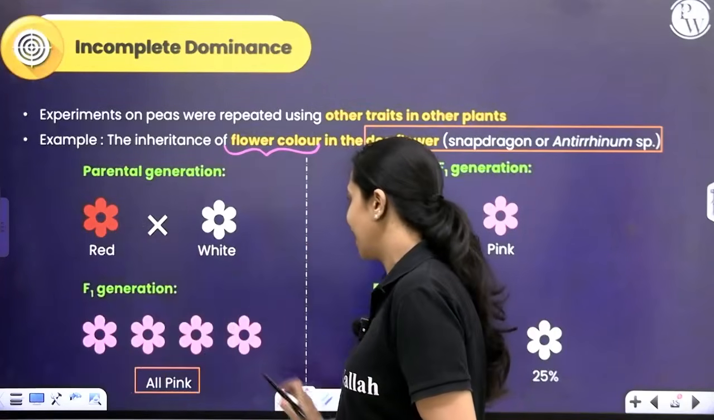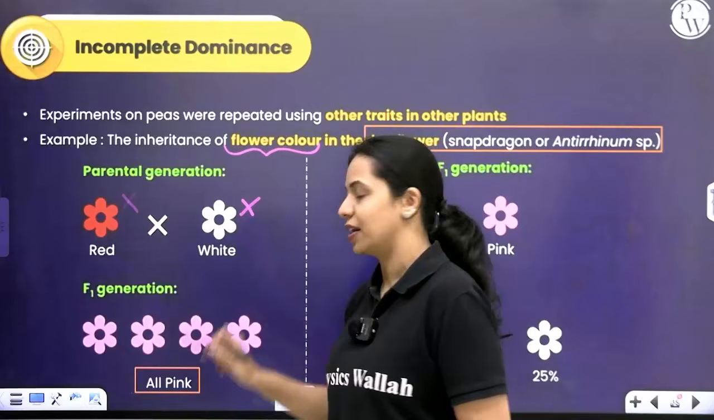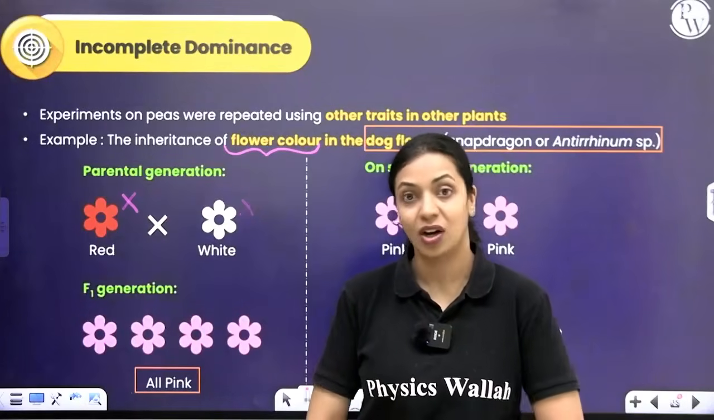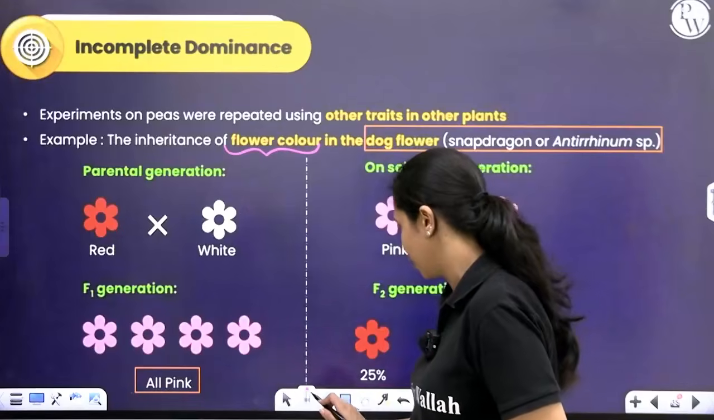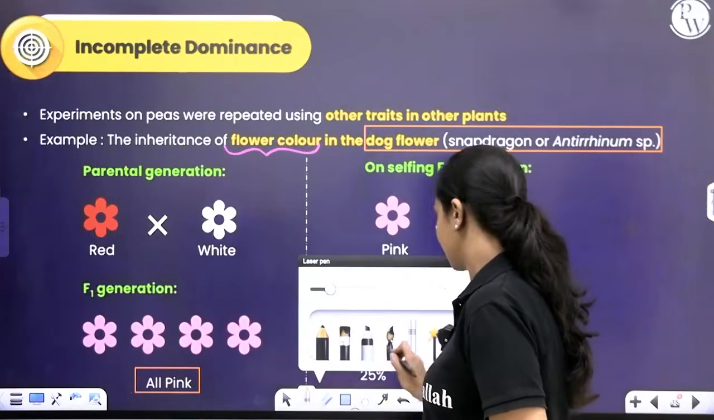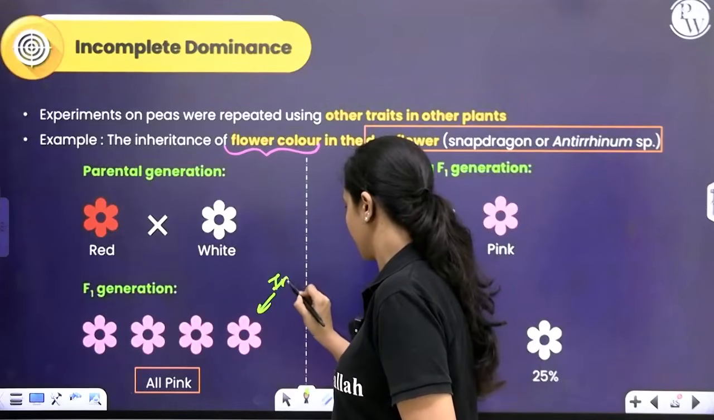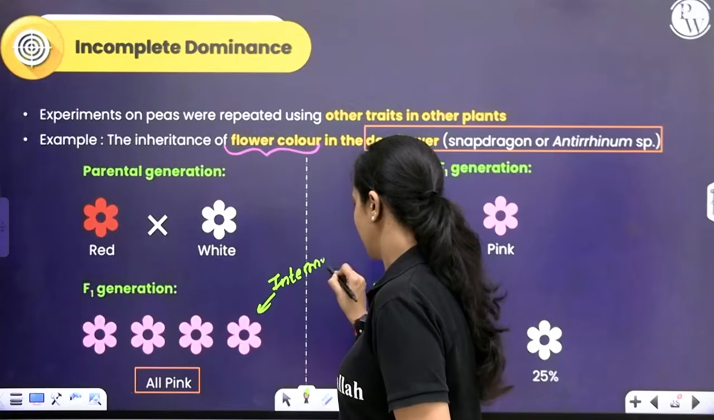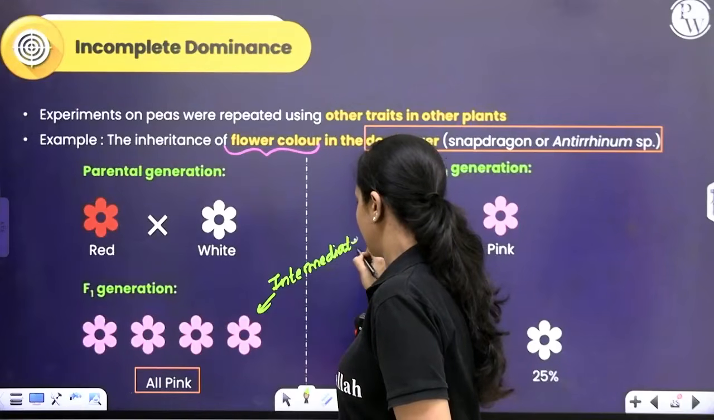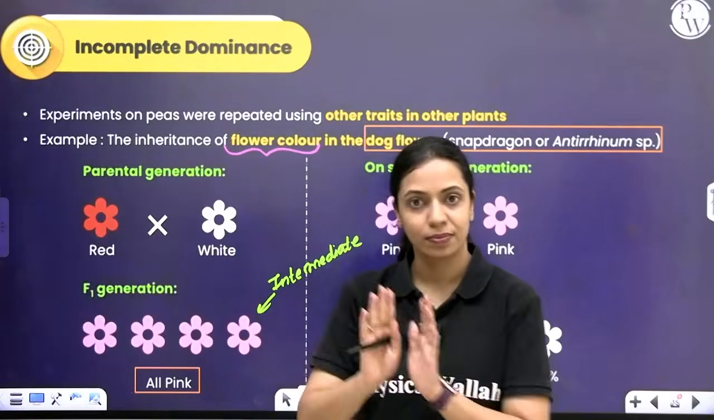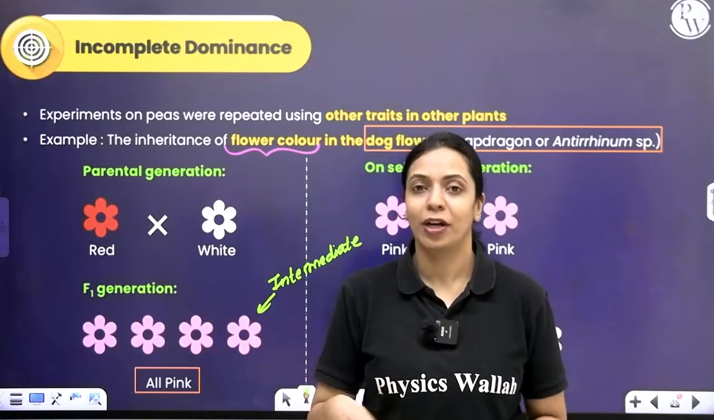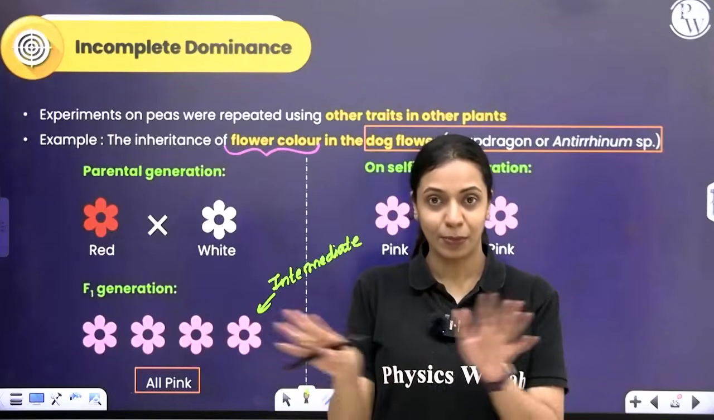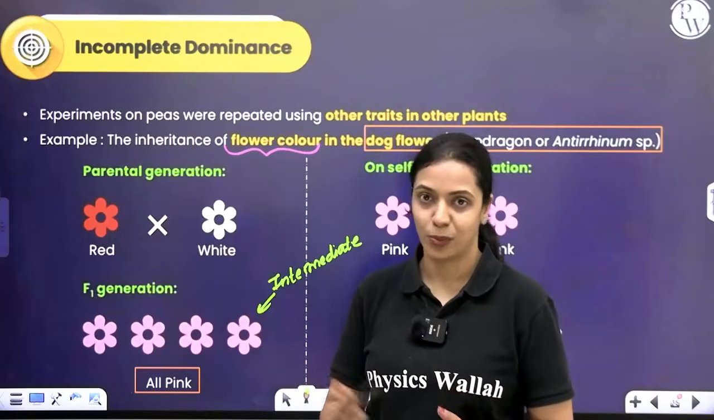It's not like this parent, it's not like this parent either. It's not red, it's not white. It's not like either of them. It's a brand new phenotype. And that phenotype is intermediate. That means the color is in between these two. Right? Pink. If you mix red paint with white paint, what do you get? You get pink. It's like an in-between color of red and white.